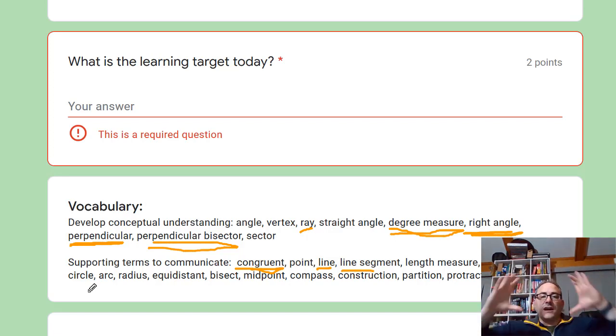An arc. If you think of a circle like a pizza, the outer crust of one slice is going to be an arc, right? An arc is part of a circle. A radius. If you think of a circle as a pizza, the radius is the center out to the crust, right? Cutting from the center out to the crust is a radius.